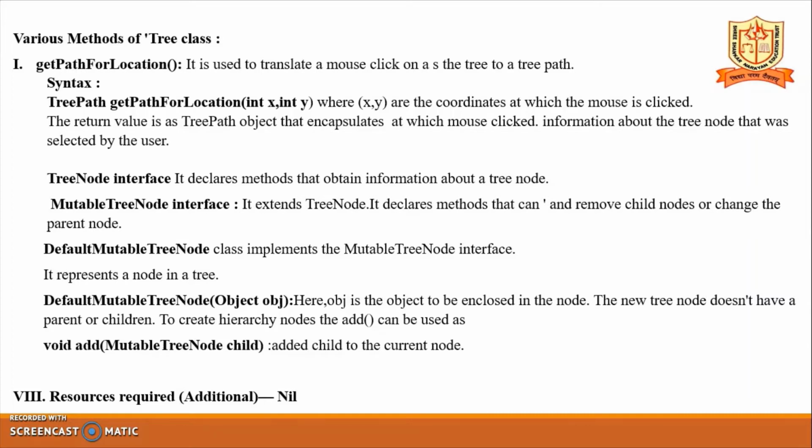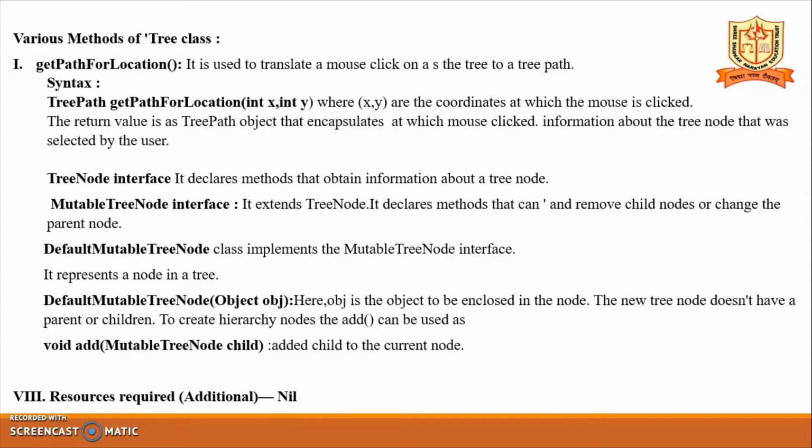Next, the TreeNode interface. It declares the methods that obtain information about the tree node. The MutableTreeNode interface extends TreeNode. It declares the methods that can add and remove child nodes and change the parent node. The DefaultMutableTreeNode class implements the MutableTreeNode interface. We will use DefaultMutableTreeNode to create the nodes in the program.